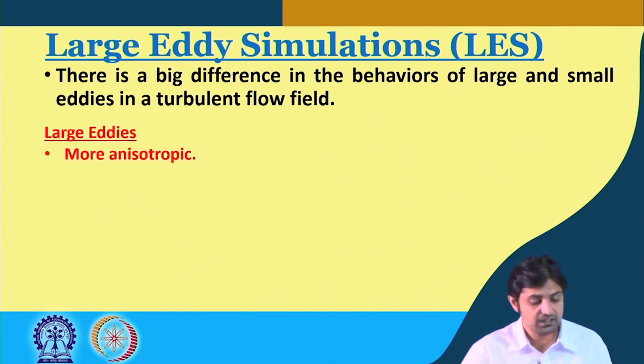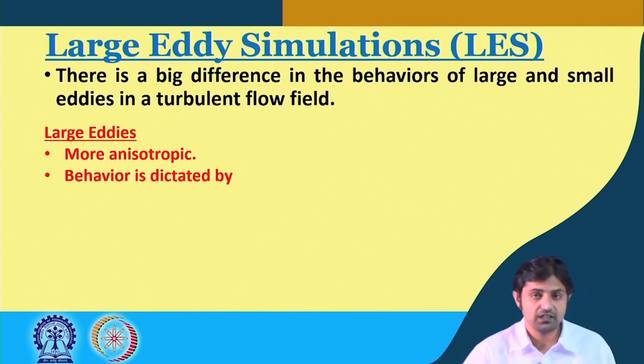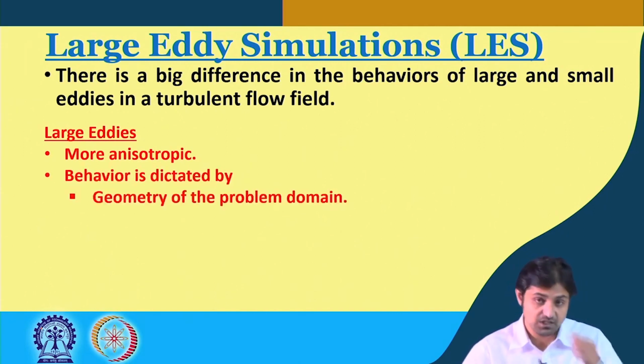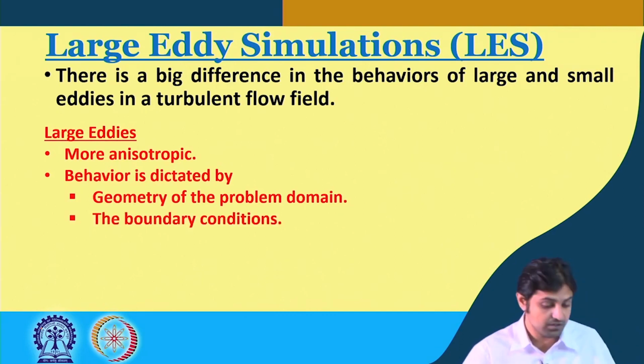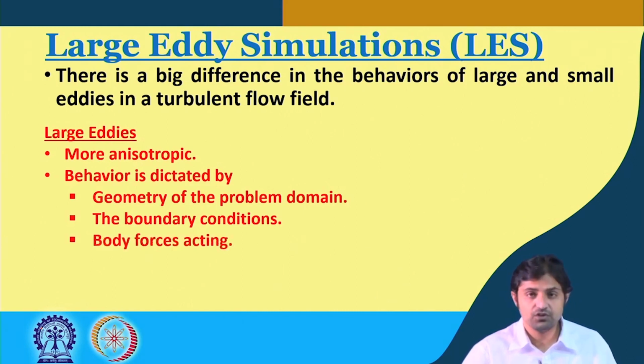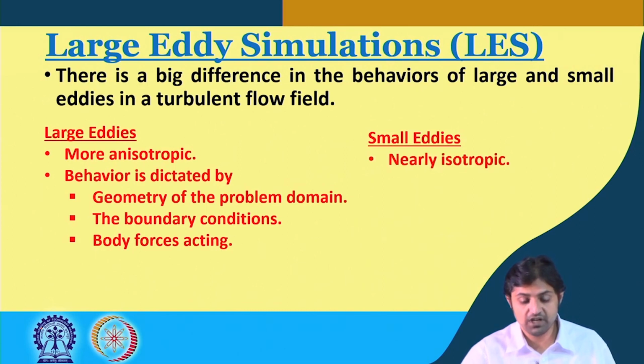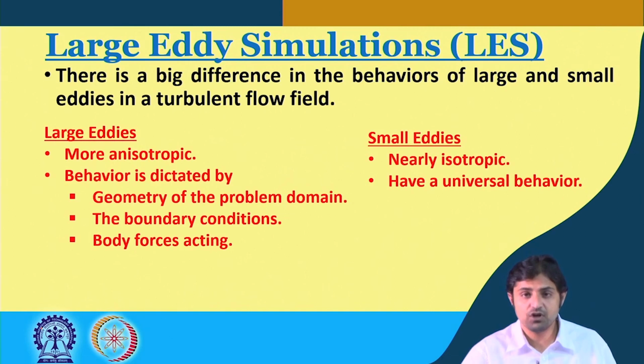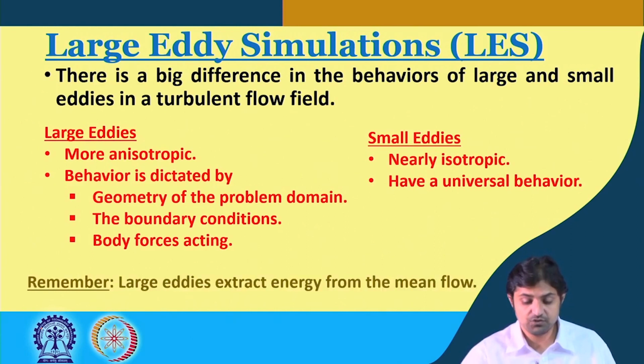So, what are large eddies? Large eddies are more anisotropic, and their behavior is dictated by the geometry of the problem domain, alright, and the boundary conditions. The larger eddies will also depend upon the body forces acting, whereas small eddies are nearly isotropic, they are very small, they generally have a universal behavior as demonstrated by Kolmogorov, which we have not read in this course, but just take it for granted that these have a universal behavior.